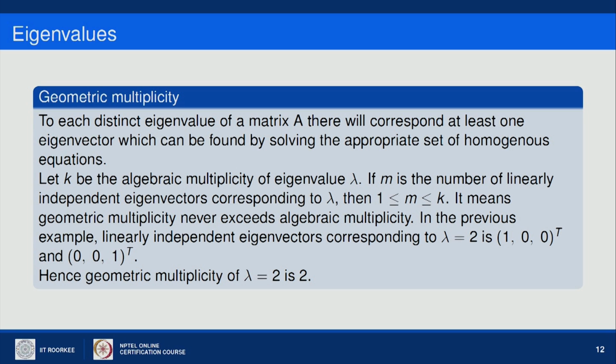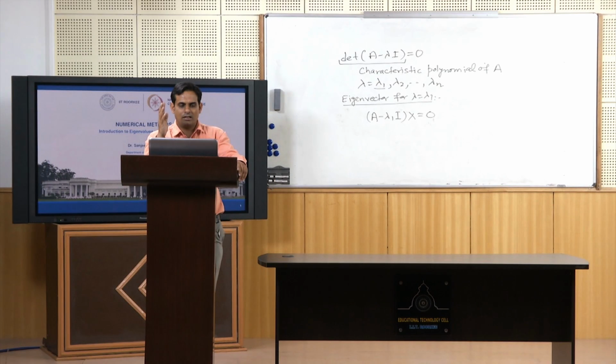This means the number of linearly independent eigenvectors corresponding to an eigenvalue will always be less than or equal to the algebraic multiplicity of the eigenvalue, and this particular number of linearly independent eigenvectors corresponding to a given eigenvalue is called the geometric multiplicity of the eigenvalue. So, I want to say that geometric multiplicity never exceeds algebraic multiplicity.